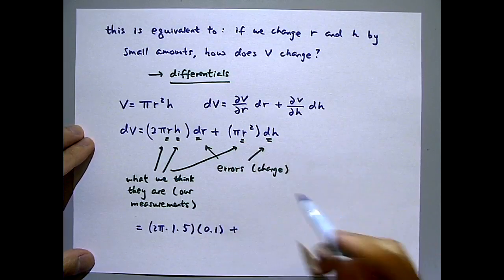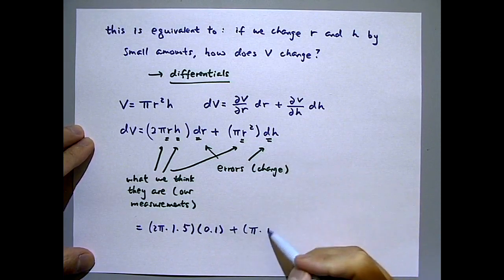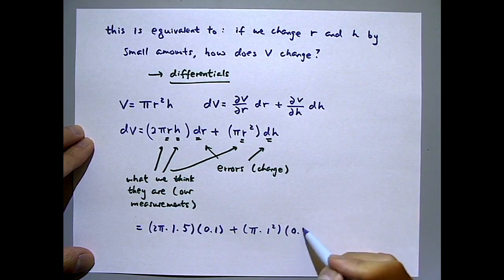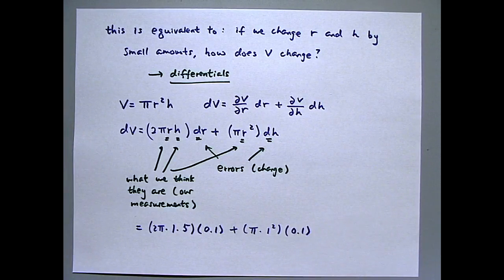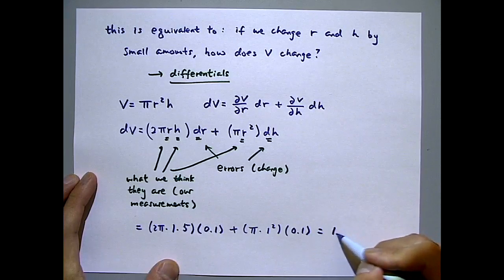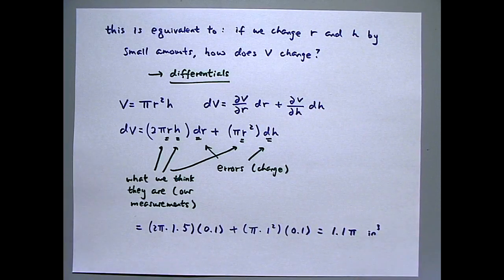Okay, and then here we have pi. We think r is 1, right? That's our best measurement. And then dh, that's the error we made in the measurement of h, which is also 0.1. So this turns out to be 1.1 pi, and the units would be cubic inches.